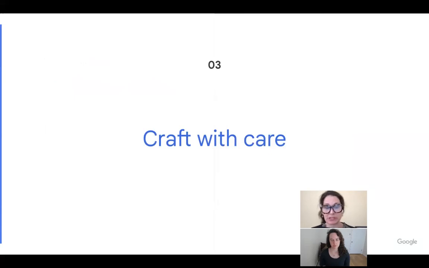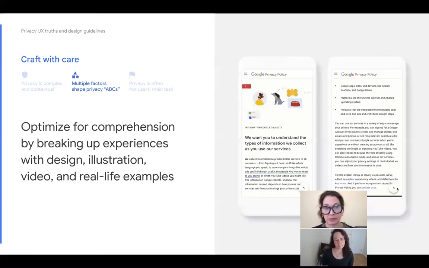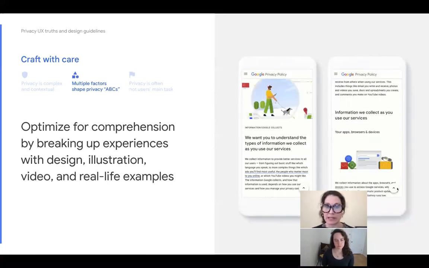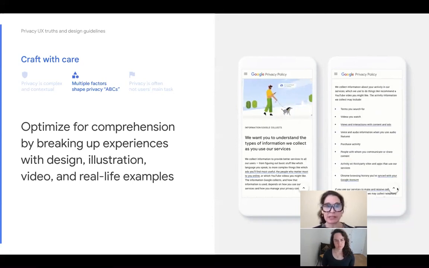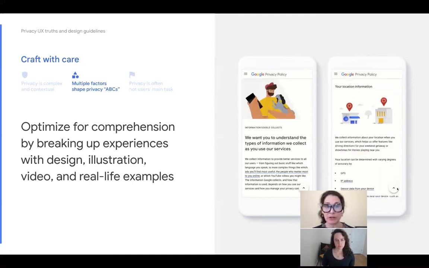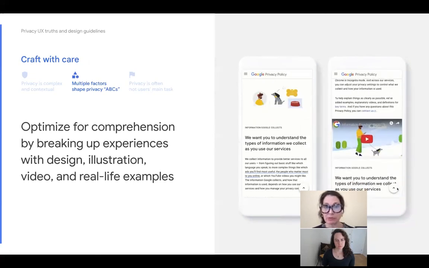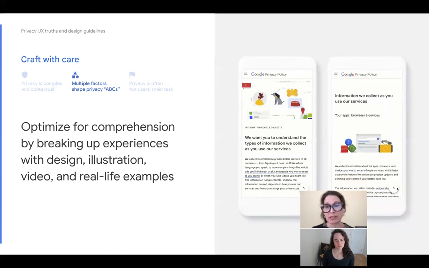This last design principle is about the importance of craftsmanship. People have different needs and abilities and different ways of processing information, so it's important to offer multiple ways of taking in information. When redesigning the privacy policy, the UX team added illustrations and short videos to break up the content into more digestible chunks and described real-world examples to make complex technical concepts more concrete and relatable.